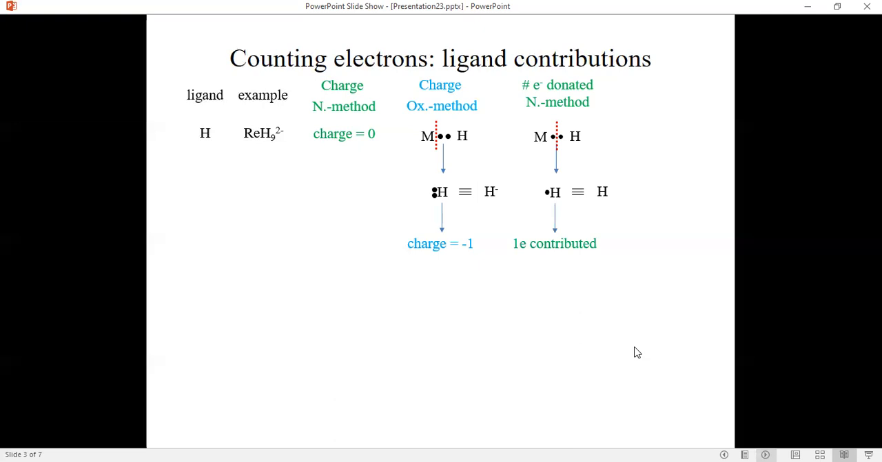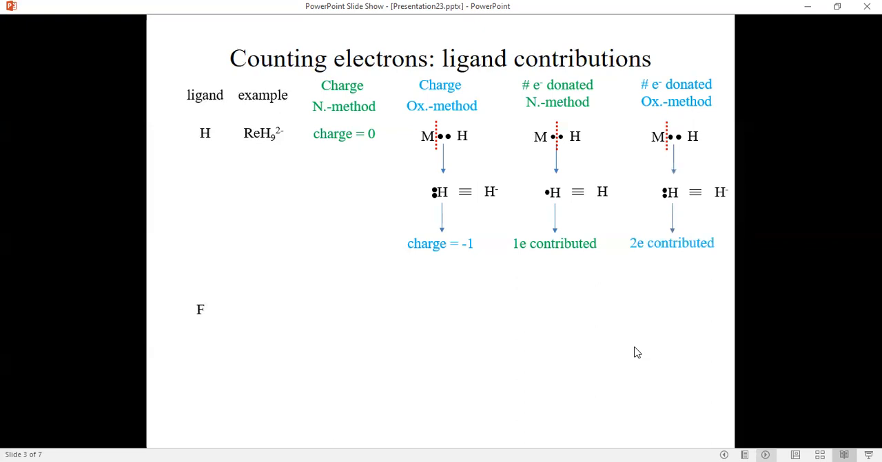Right. So now what about the oxidation state method? We previously said, well, we cleave the bond heteroleptically, as we always do in the oxidation state method. So how many electrons does the ligand contribute then? 2, correct. We have an H- ion with 2 electrons, which contributes both electrons to the bond.